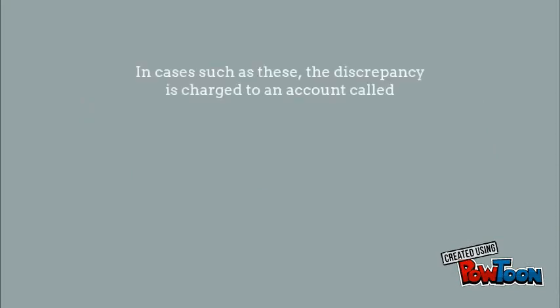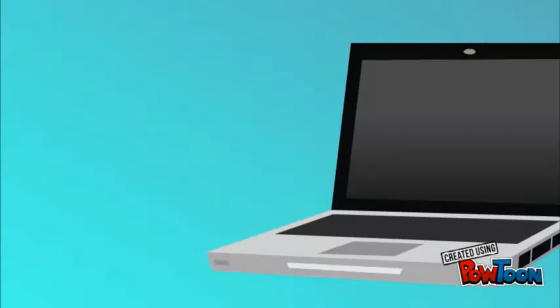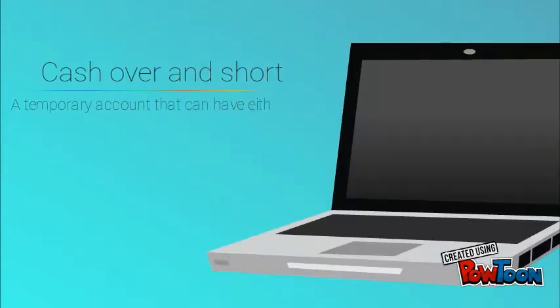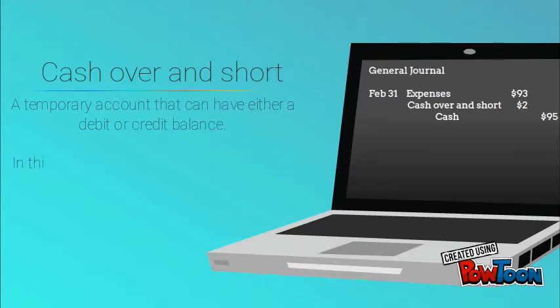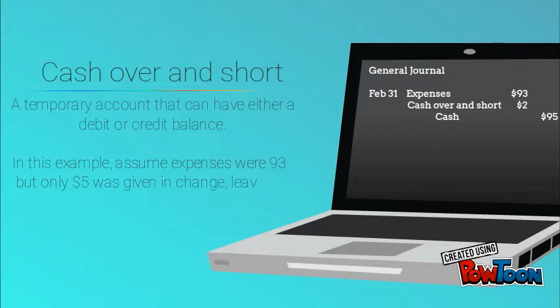In cases such as these, the discrepancy is charged to an account called cash over and short. This is a temporary account that can have either a debit or credit balance, depending on the situation. A debit balance will increase expenses while a credit balance decreases expenses.